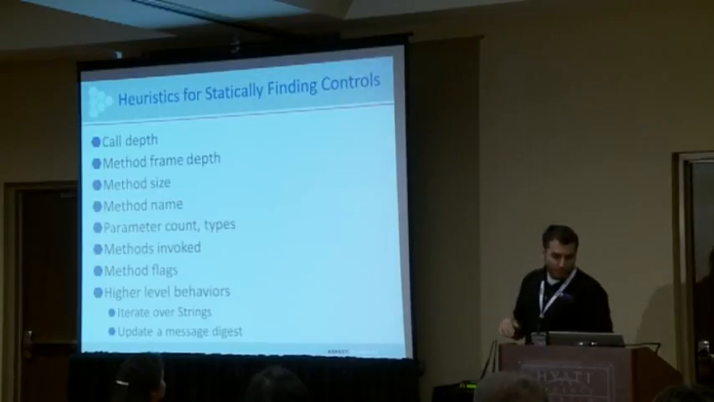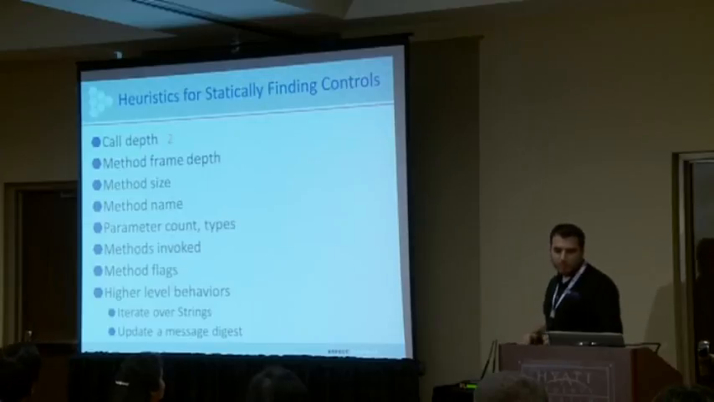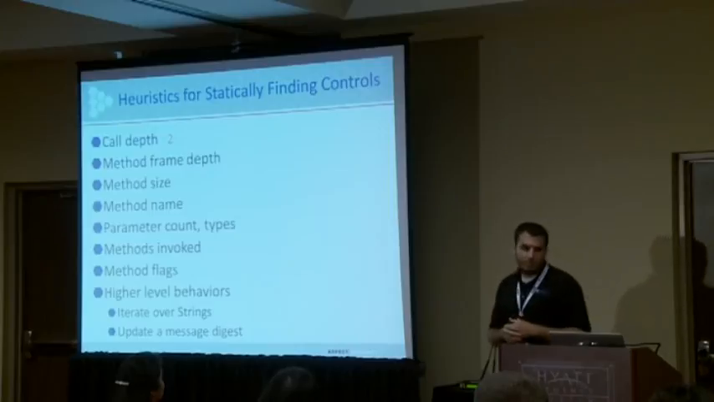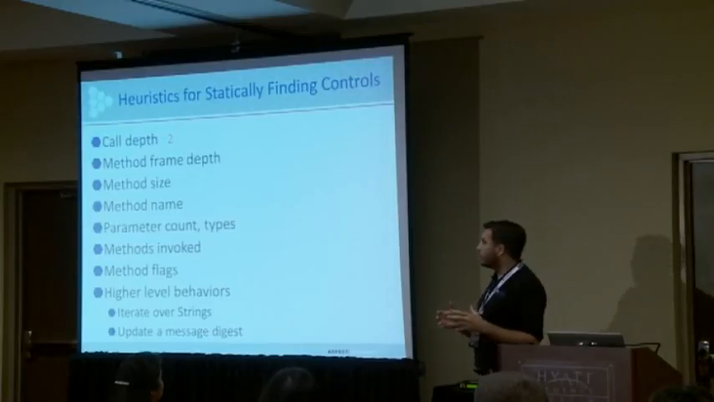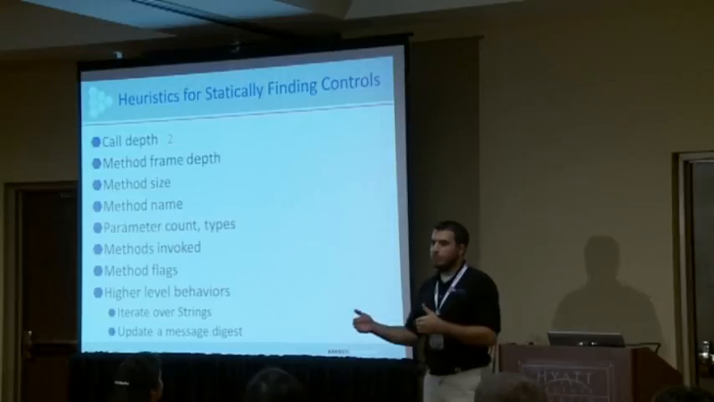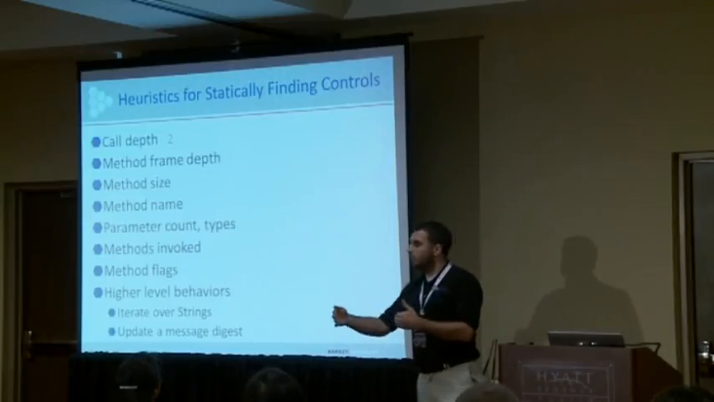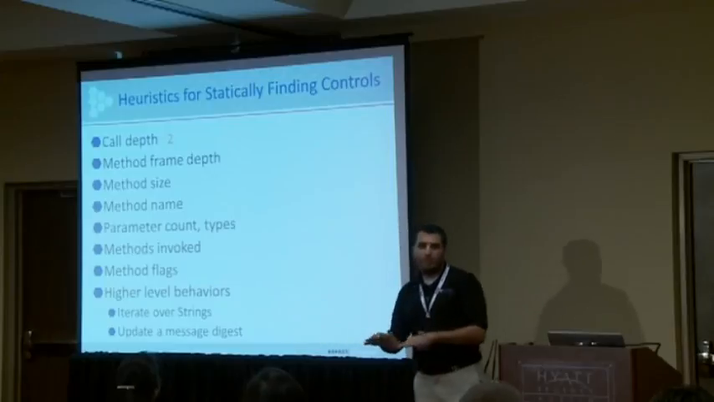So let's pull a method out of the ether and look at some of these things and see if we can figure out what type of method it is and see what the higher level behavior of it is. So the call depth of a function is how deep does this function go? At most, this is a call depth of 2. So at most, it calls a function and that calls a function and that's it. So it's not very deep.